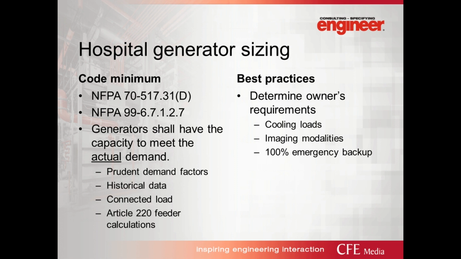Historically, a hospital emergency power system will operate at about half of what the code calculated loads will run. So the sizing is permitted to be dependent on any combination of prudent demand factors, historical data, connected loads, or other permitted feeder calculations. However, this is only code minimum, and nowadays providing only a code minimum amount of emergency power in a hospital is simply not enough, especially in a climate like mine in Texas.